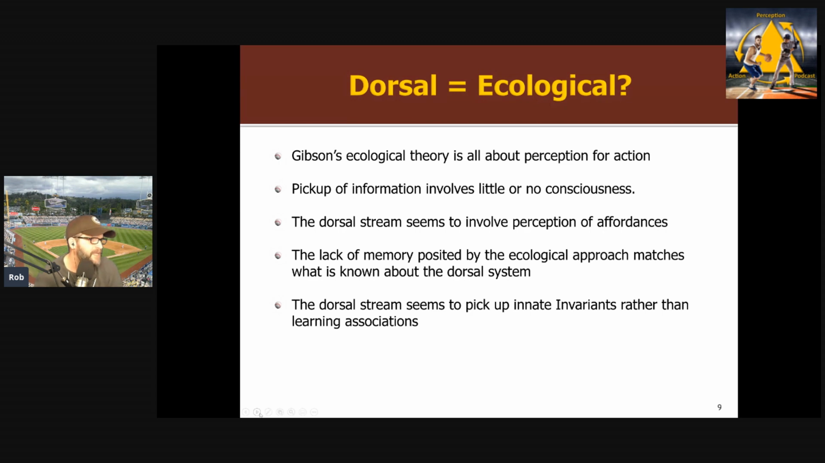So that's consistent. The dorsal stream doesn't involve memory, and of course in the ecological approach we downplay the role of memory. And Norman proposes that the dorsal stream picks up invariants, which he assumes are innate information sources that directly specify things, rather than learning associations between things. So it's a direct pickup of things because they're innate, versus having to learn that this is associated with that, which is more indirect. That's why he thinks those two fit together.